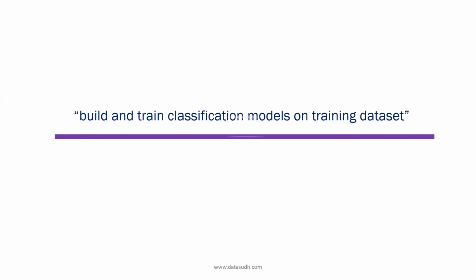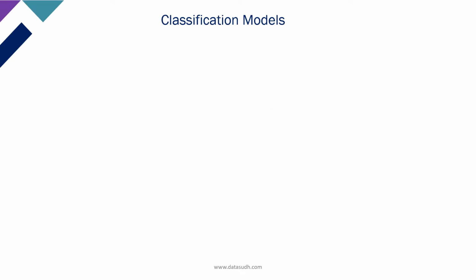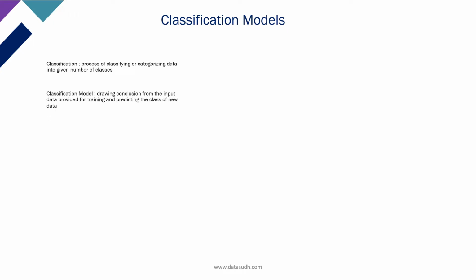In this lesson, we are going to create classification models on our training dataset. So what is classification and classification models? Classification is a process of classifying or categorizing data into a given number of classes. A classification model is based on the same process, wherein the model draws conclusions from input data provided for training and then predicts the class of new data.